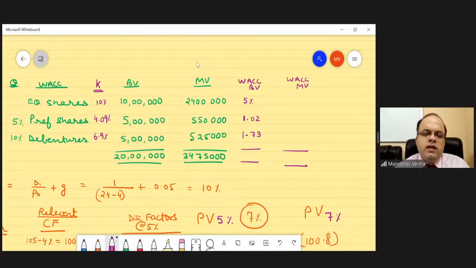So what would be the answer then? 7.75, using the book value as a weight. Okay, what about market value, guys? What about market values?